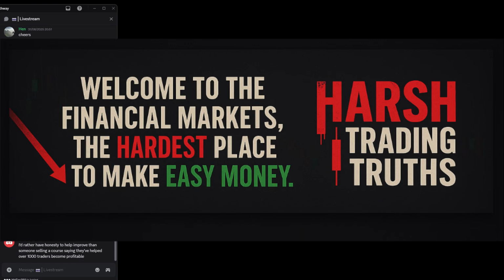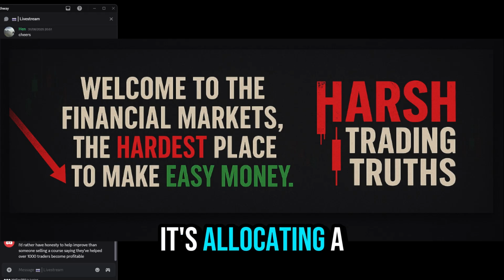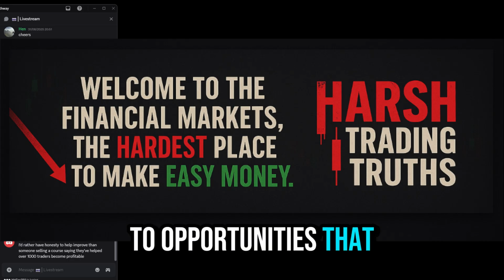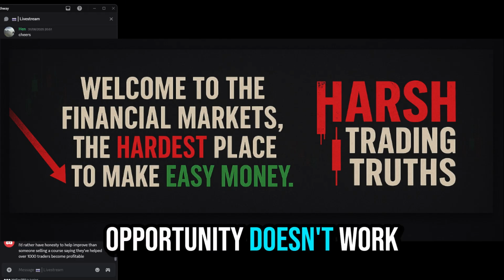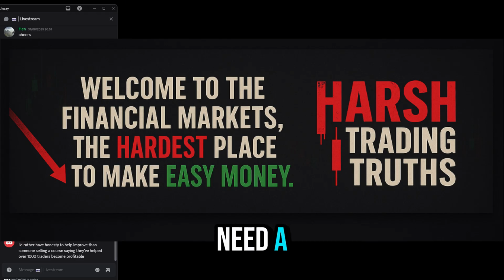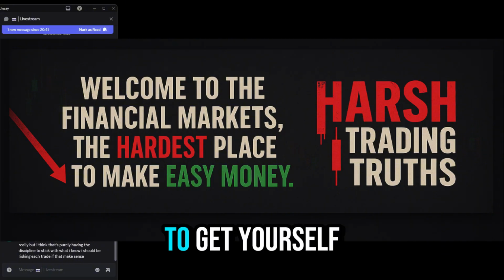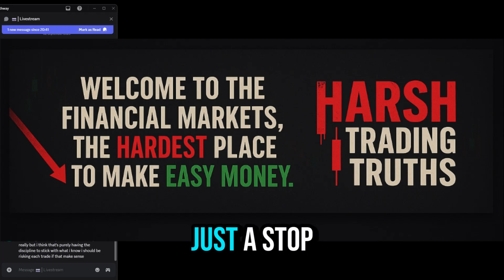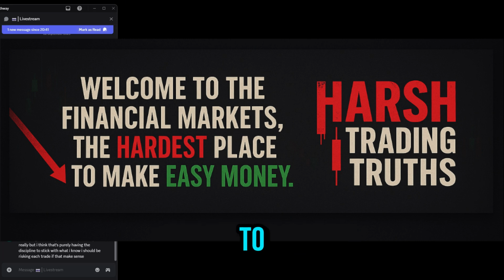Risk management is a very broad topic, but essentially it's allocating a portion of your capital to opportunities that you see in the market. Now, if that opportunity doesn't work, obviously you need a trigger to get yourself out of that trade. So obviously that's a stop loss, but it's not just a stop loss which is randomly placed.